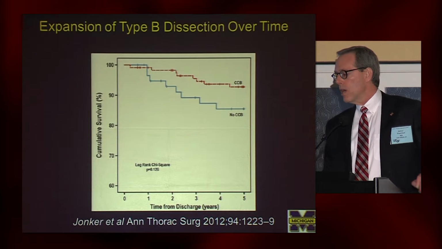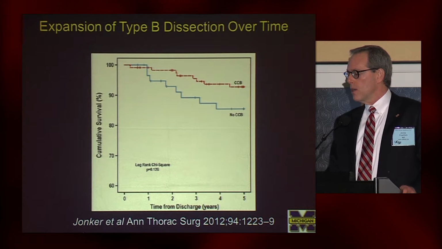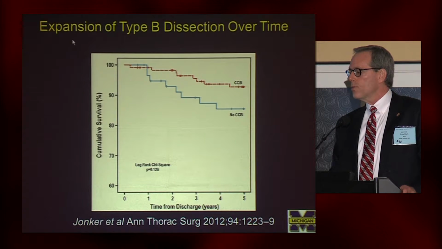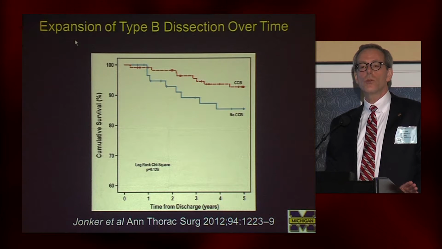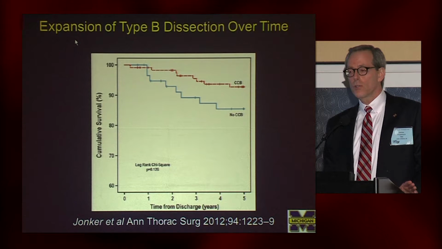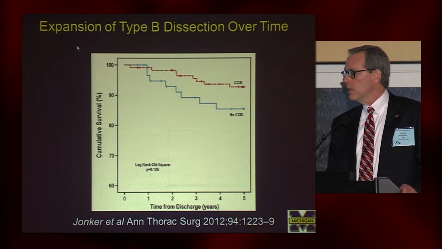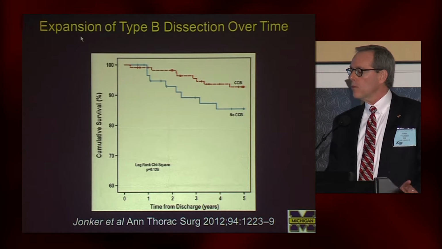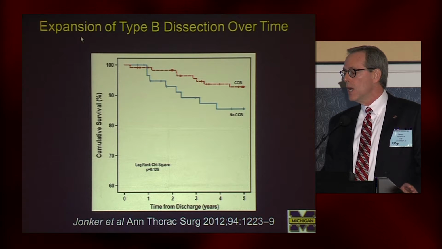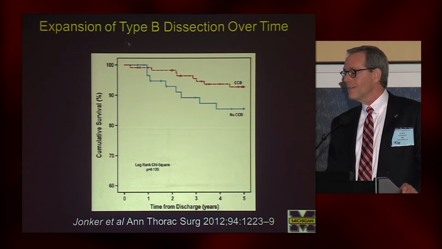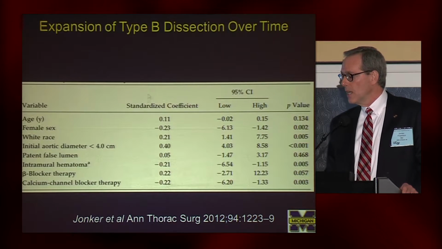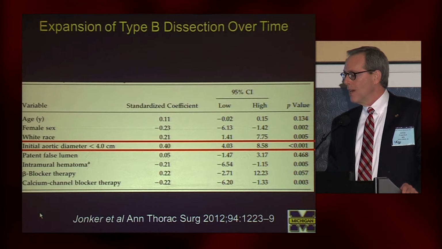So Frederik Jonkar, another one of our Dutch PhD students, did a further analysis to look for factors that might be associated with subsequent post-discharge expansion of a type B aortic dissection. And what he found was calcium channel blockers were not only associated with mortality, as we found, but also associated with less likelihood of expansion. And he drilled down on multiple factors and found a couple of interesting things.